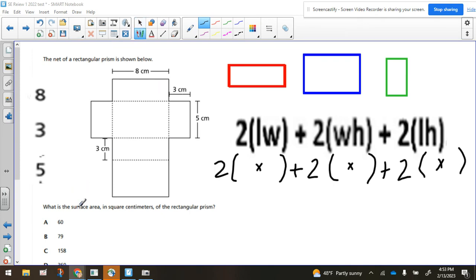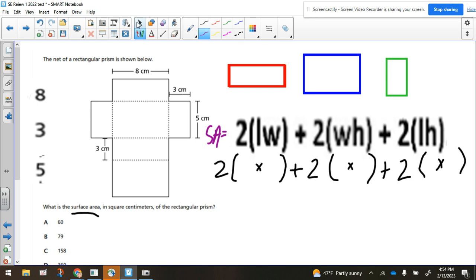Here it is. What is the surface area in square centimeters of the rectangular prism? We've talked about several different ways that you can find the surface area of a rectangular prism. And one way is to just use this formula for surface area, which is surface area equals 2 times the length times the width plus 2 times the width times the height plus 2 times the length times the height.